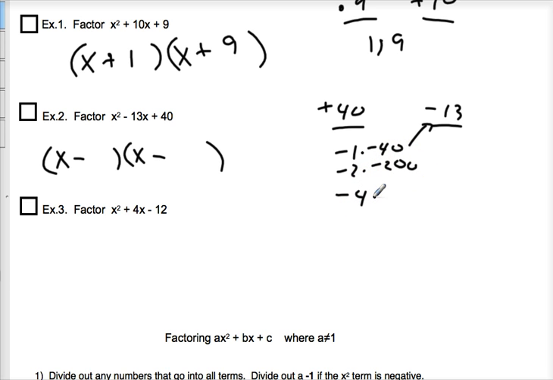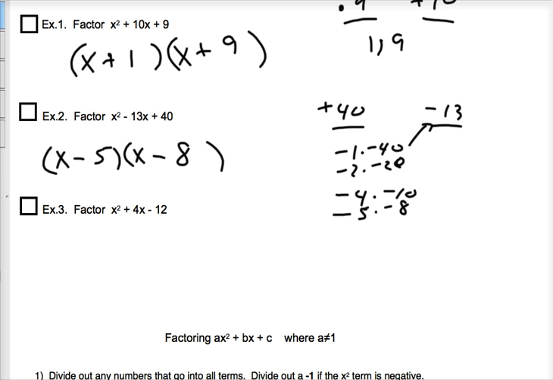I don't know why I put a 200 there. I got a little carried away. It should be negative 2 times negative 20. That adds up to negative 22. Negative 4 times negative 10 is 40, but that adds up to negative 14. The last one is negative 5 and negative 8, and those are the ones we want. So it's x minus 5 times x minus 8.